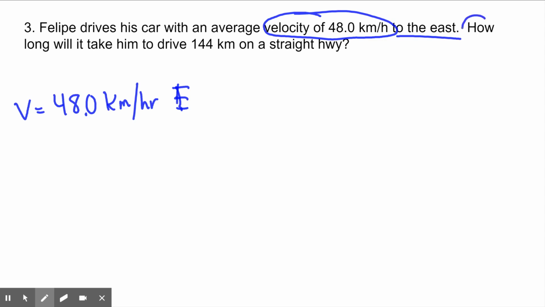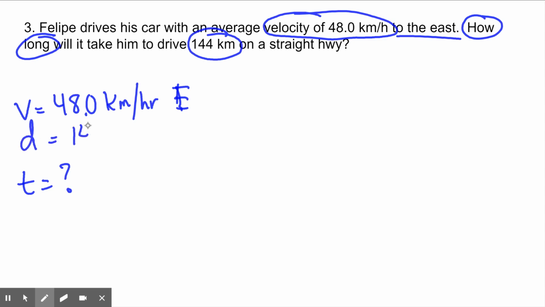How long? What are we looking for when we're talking about how long? It could sound like a distance, like how long is it from here to there? But in physics, how long is going to be time. So time is what we do not know. How long will it take him to drive 144 kilometers? Anything with kilometers is going to be distance or displacement. And since this is a velocity, this needs to be a displacement. And the direction would be east because we know that the velocity is east.